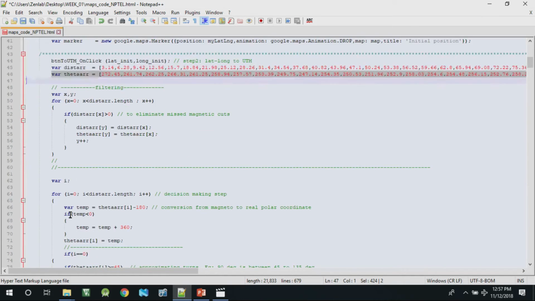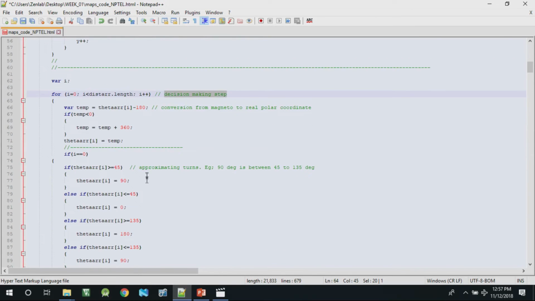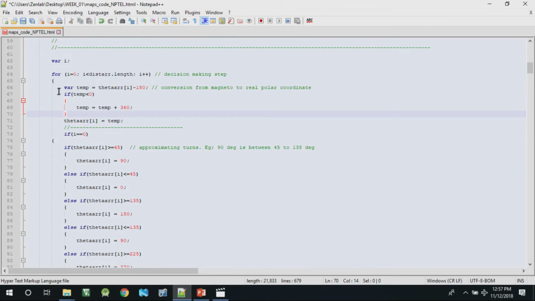Let us look at the next filtering step, which is that the magnetometer should be made 0 at the point when you have your last GPS coordinate. I mentioned to you that at the point when I lost the GPS, the magnetometer read 180 degrees. Now you see what is shown here, var temp is equal to theta array i minus 180 degrees. In your case it can be something else. Essentially if you do that, you are making your system back to 0, and then you convert into all positive values, temp plus 360, as shown here. So it is essentially converting everything to positive values.